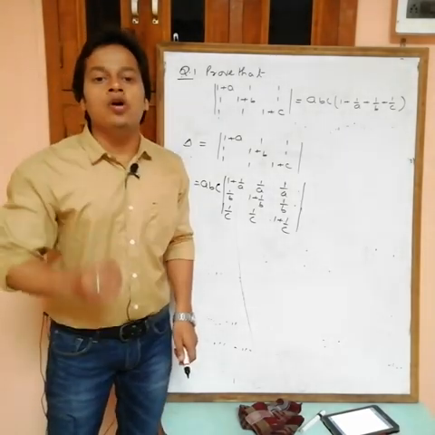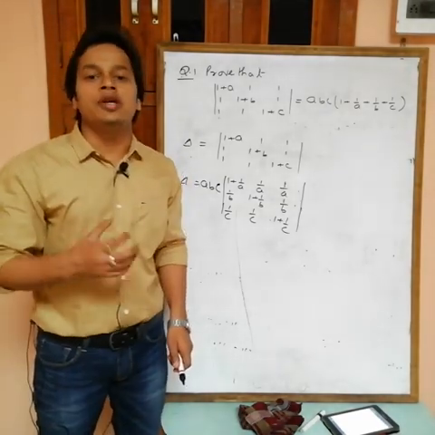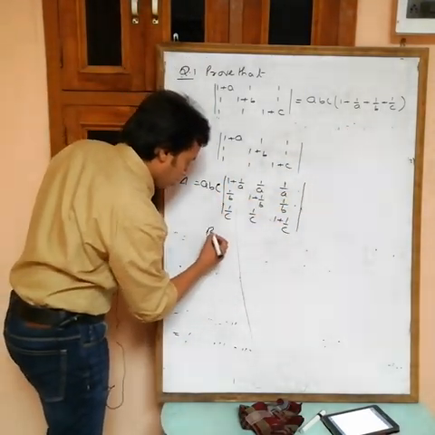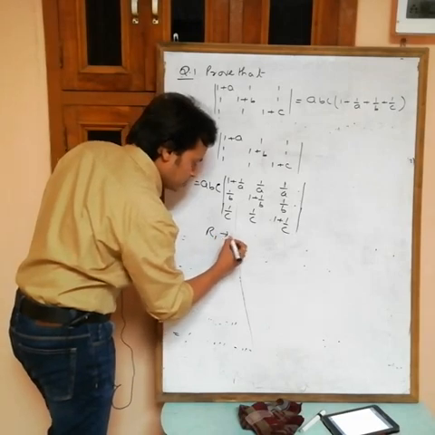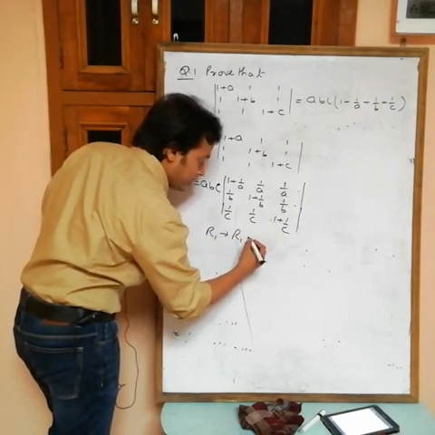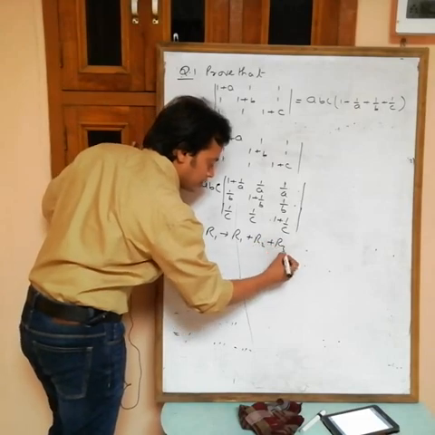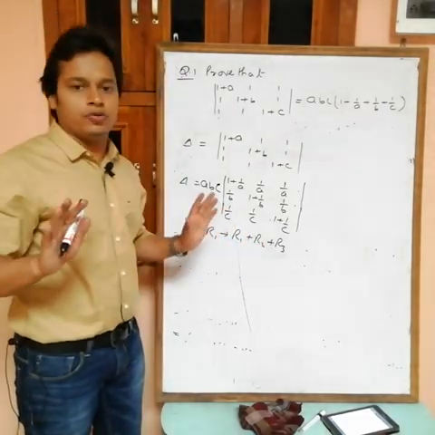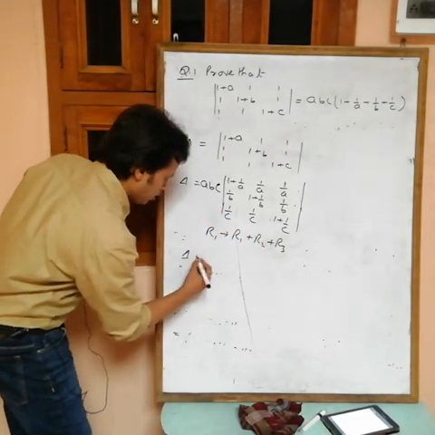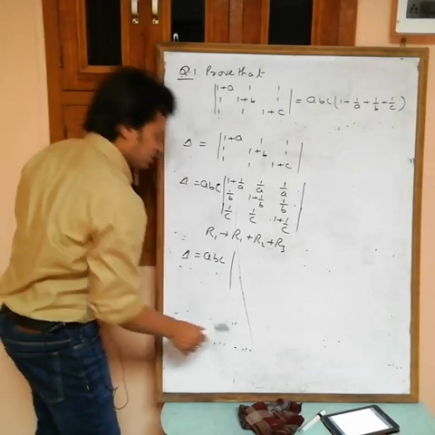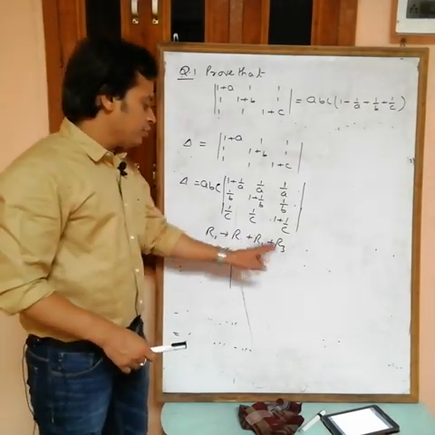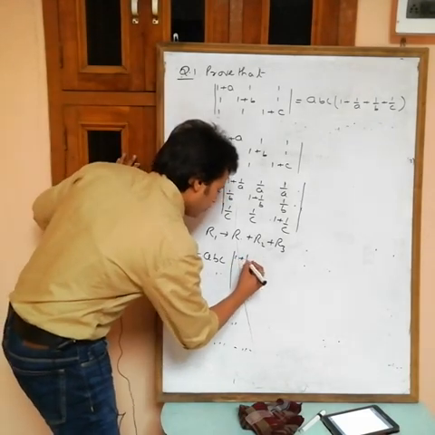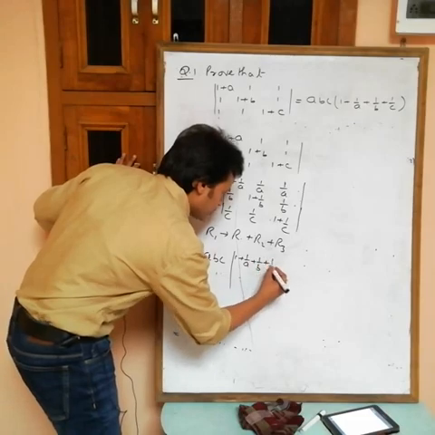In any row you can add or subtract a constant multiple of another row. So to get this factor, in R1 I am adding R2 plus R3. Del equals ABC. In R1 we are adding R2 and R3 both, so adding this one plus this one, we have 1 plus 1 by a plus 1 by b plus 1 by c.